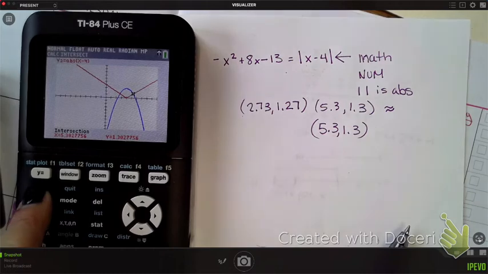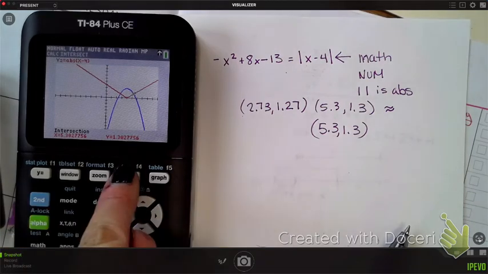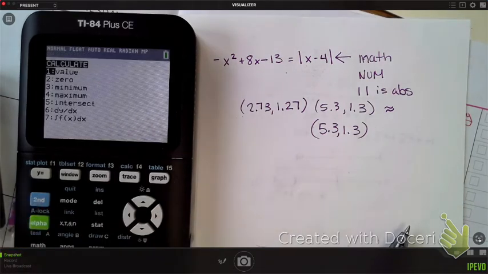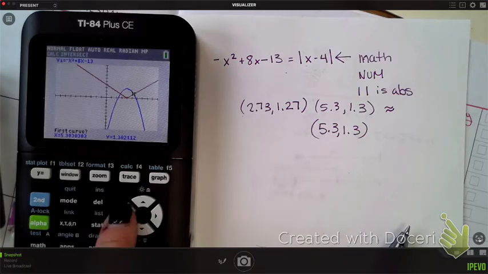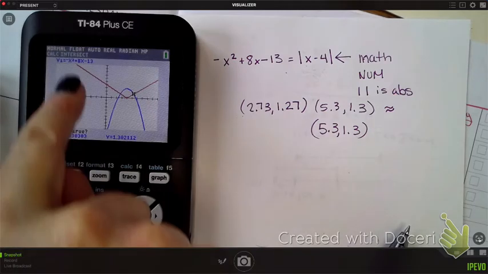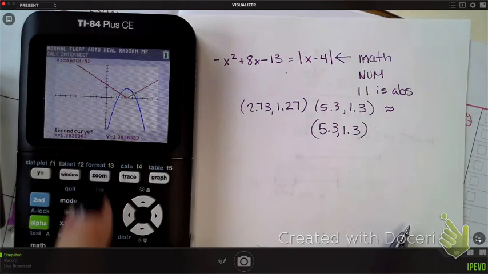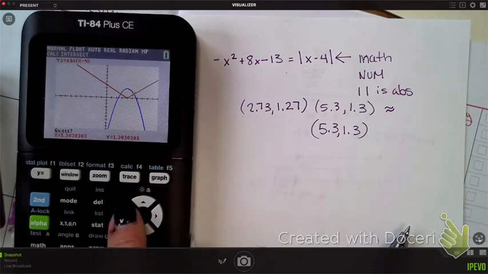Now to get the other one, guess what we have to do all over again? Second, calc, and I want which one? 5. It says first curve. Hit enter. Second curve, enter. But I better move my guess, correct? So I have to move my guess close to this one. Watch, I'm going to go clear over here, and I bet I get the same answer as you.